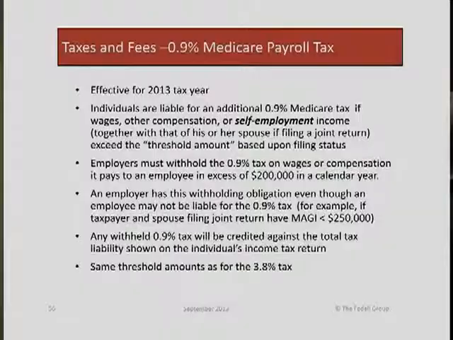Prior to 2013, all compensation, wages, and self-employment income is subject to the 2.9% Medicare tax, and there's no dollar limit in terms of how much that income is subject to it. Beginning in 2013, that 2.9% rises up to 3.8%. Okay, and in addition to that, and as we'll talk, it's based on threshold amounts as well, very similar to the net investment income tax calculation.